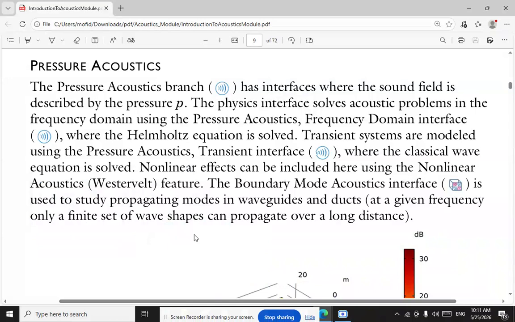The physics interface solves acoustic problems in the frequency domain using the pressure acoustics frequency domain interface, where the Helmholtz equation is solved. Transient systems are modeled using the pressure acoustics transient interface, where the classical wave equation is solved. Nonlinear effects can be included here using the nonlinear acoustic Westervelt feature.